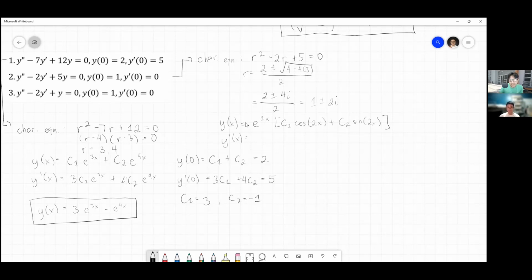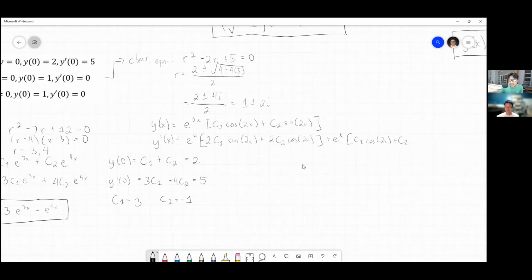So left, derivative ni right, e to the x. Derivative ni right is, derivative ni cosine is negative sine. So that is negative 2c1 sine 2x. And then dito, that is 2c2 cosine 2x. So that is left di right plus right derivative ni left, which is the same. Dito plus e to the x c1 cos 2x plus c2 sin 2x.